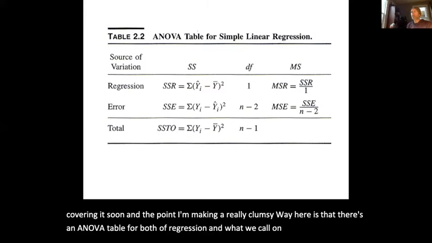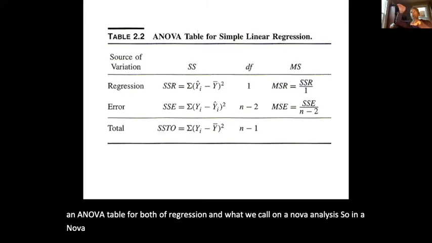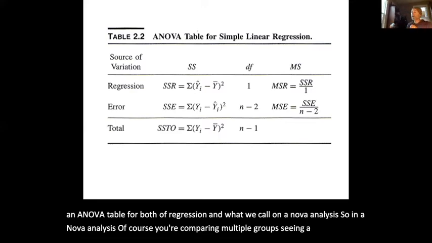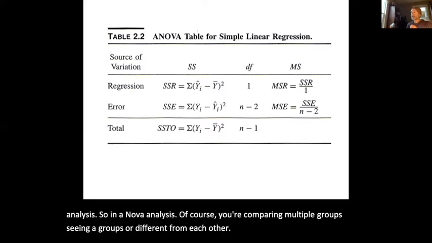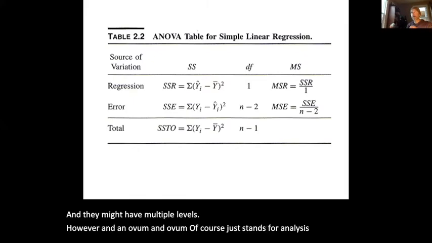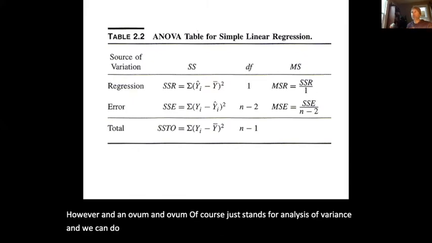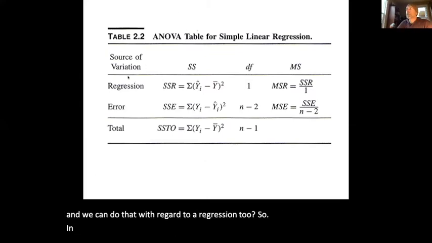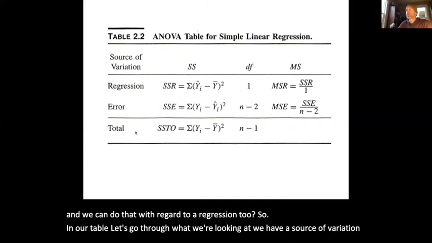In an ANOVA analysis, of course, you're comparing multiple groups. You're seeing if groups are different from each other, and they might have multiple levels. However, ANOVA just stands for analysis of variance, and we can do that with regard to a regression too. So in our table, let's go through what we're looking at. We have a source of variation, and we write down what that source of variation is.